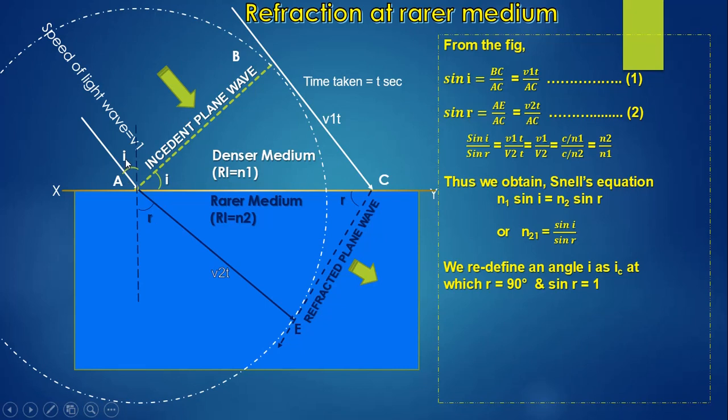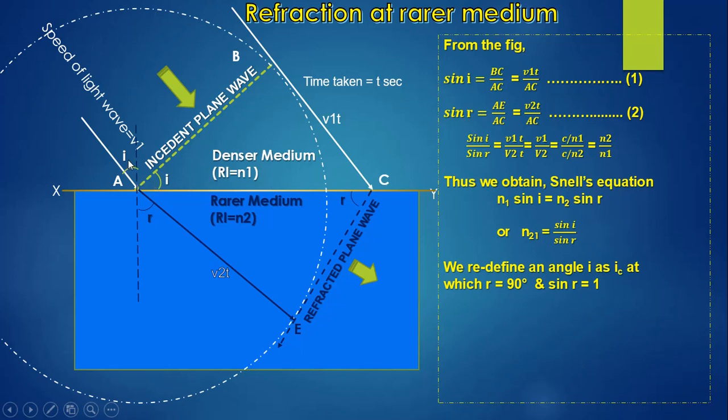For a particular value of angle of incidence, the angle of refraction becomes 90 degrees, which means I am redefining the angle of incidence. When the angle of refraction becomes 90 degrees, the value of the angle of incidence at that point will be IC. This is called the critical angle.